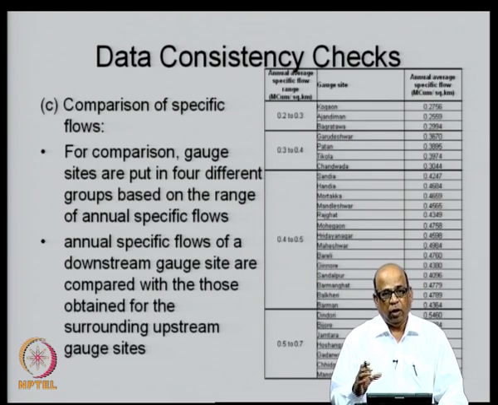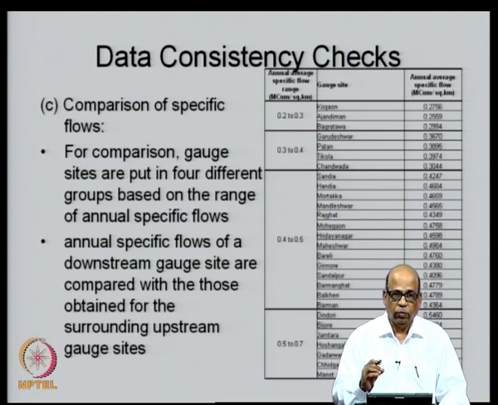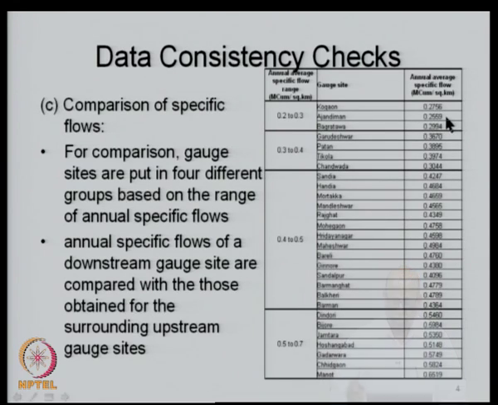This will give an idea of which regions in the large basin are contributing to flows in a certain range of flows. Now, if you look at it, the specific flows typically range from around 0.25 to around 0.7. This means that 0.7 million cubic meter per square kilometer is the yield of that particular basin.